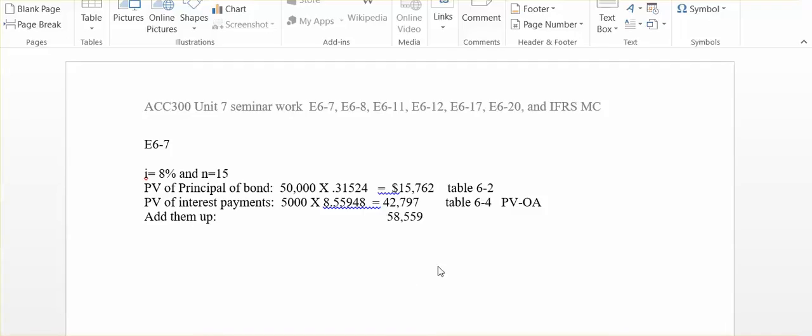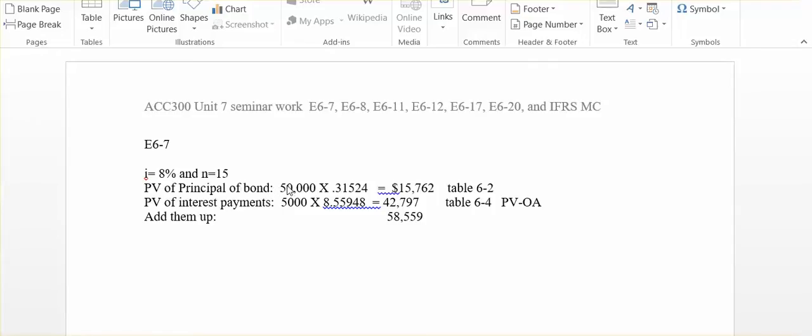Okay, so it's an 8% bond. We know that it's a 15-year bond. They tell us N is equal to 15. So in order to do a bond, we need to pay back the principal, which is the $50,000 bond, paid back in 15 years. And we know the interest rate is 8%. If you use table 6-2, you can see how to get the present value of that one-time payment.